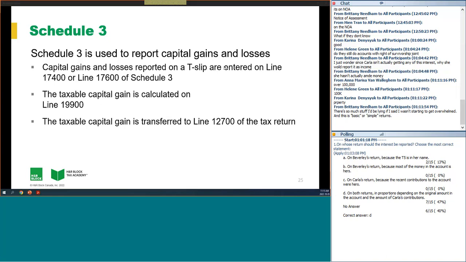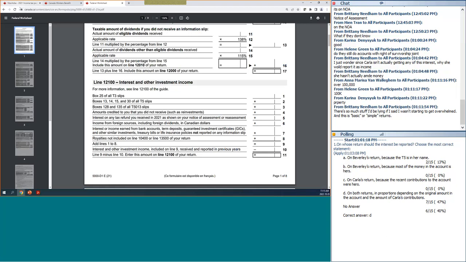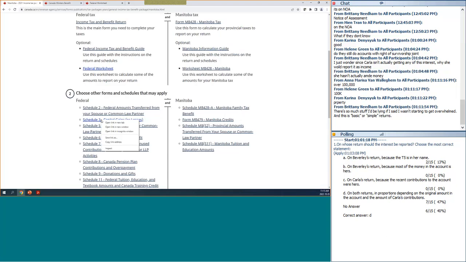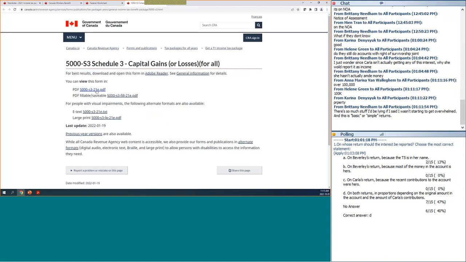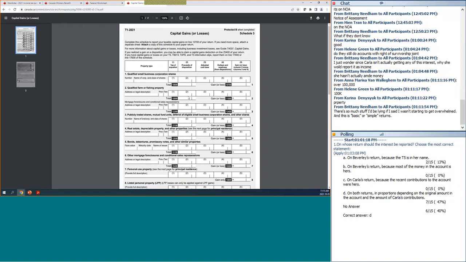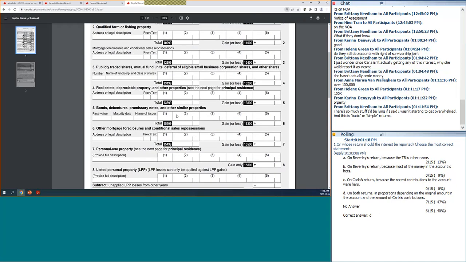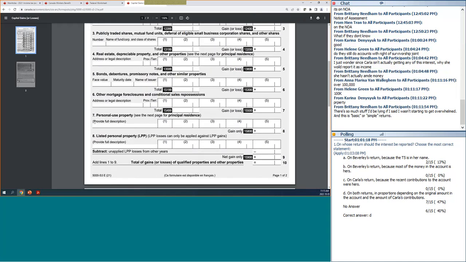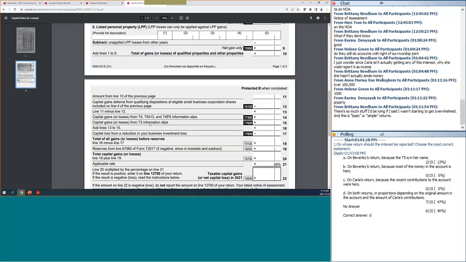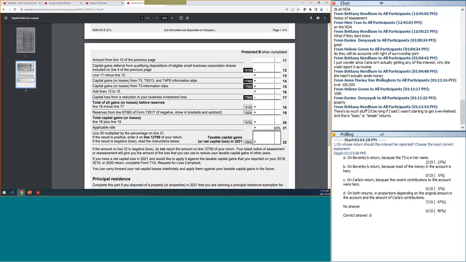So I'm going to look very briefly now at a Schedule 3, going back to my tax return, opening up a Schedule 3 from my tax return, and it's going to look like this. So we're going to skip every single line on here except for line 7, which we'll do for principal residence. And then we're going to go to the second page and we're going to say, what do we have on a slip? We have T5, T513, and T4PS.